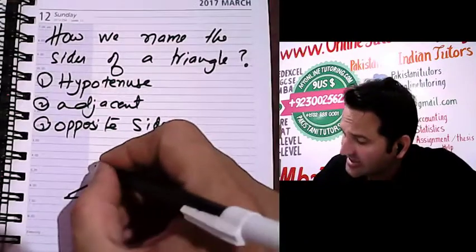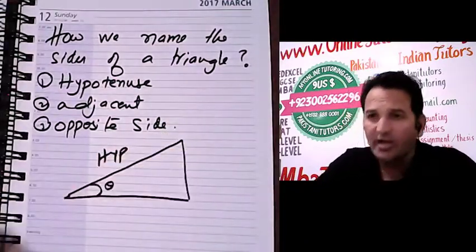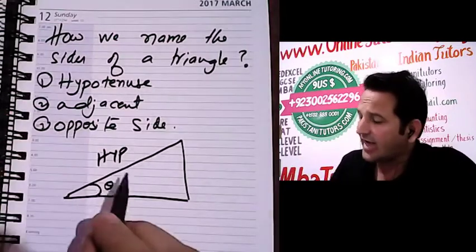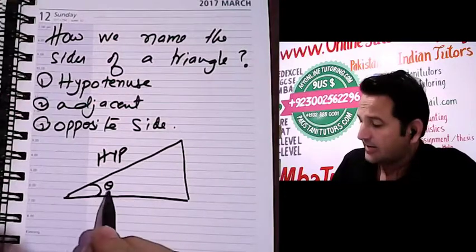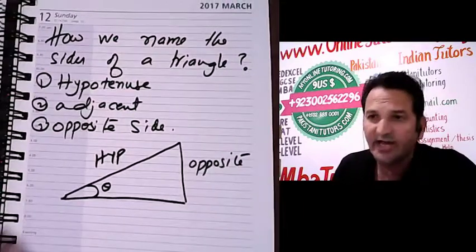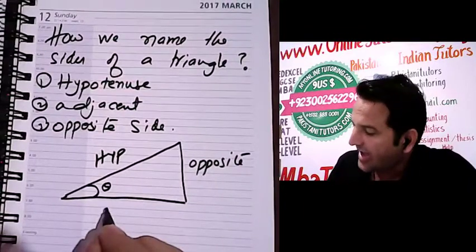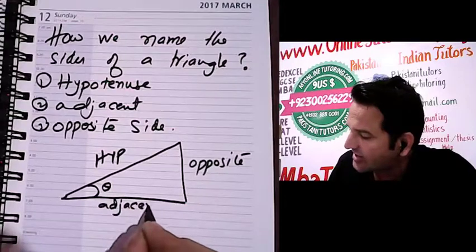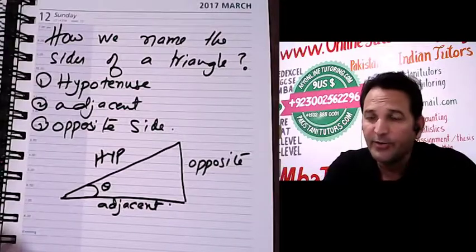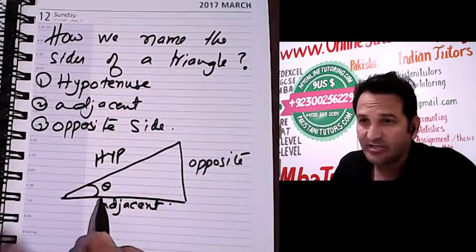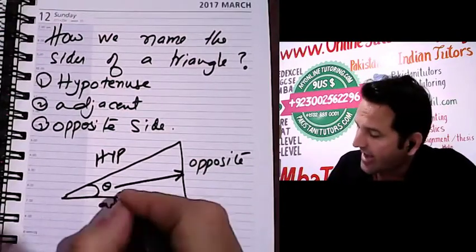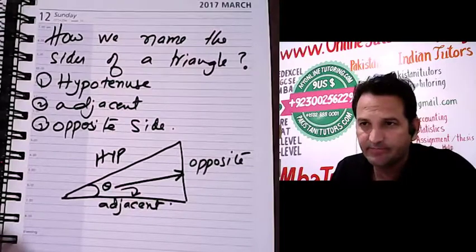The longest side of any triangle will be the hypotenuse. The side opposite to the angle will be treated as the opposite side, and this will be treated as the adjacent. I hope you have understood that on this basis, we are treating this side as the opposite side and this as the adjacent.